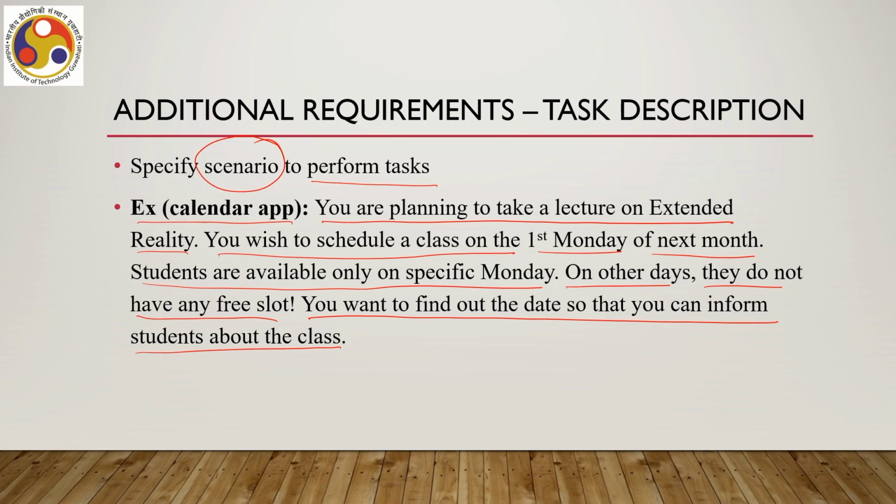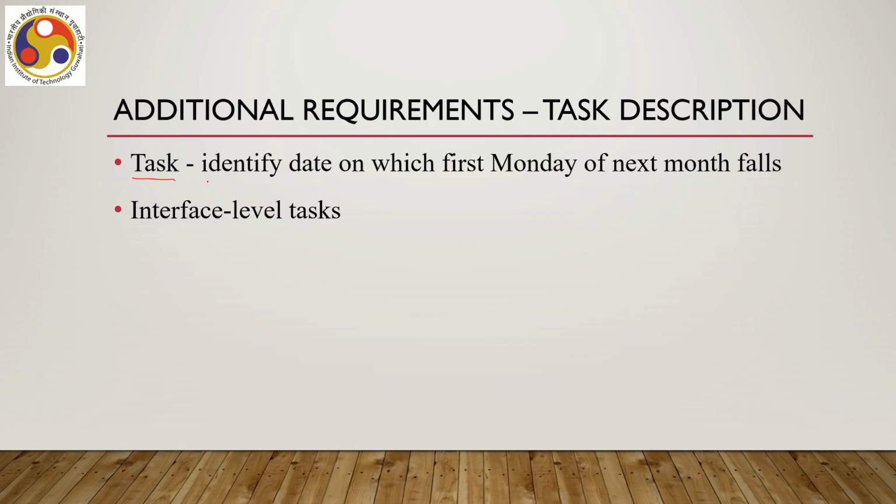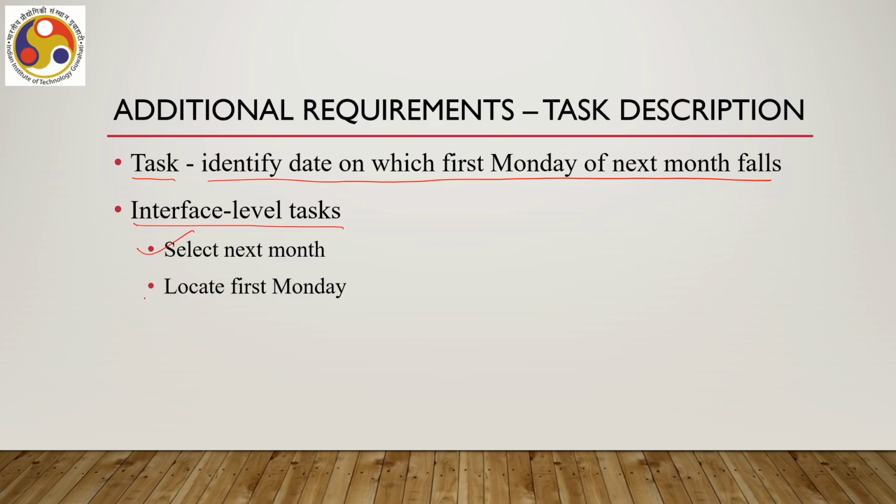That is a task description or a scenario that you have to create for the prototype to be evaluated by the evaluators. So, the task here is to identify the date on which the first Monday of next month falls. And when we convert these to interface level tasks, that is, the things that we need to do to find out this information from the calendar app, what are the interface level tasks we need to do? Select next month, locate first Monday and mark the date. So, these are interface level tasks.